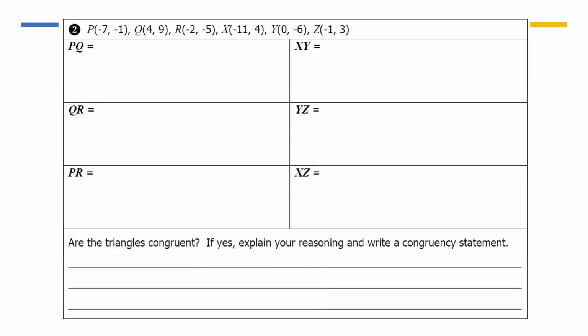I'd like you to try number 2. You have to use the distance formula 6 times. I know it takes a little bit of work, but it's not hard, so that's good. And then I want you to tell me if your triangles are indeed congruent or not. So try that now.